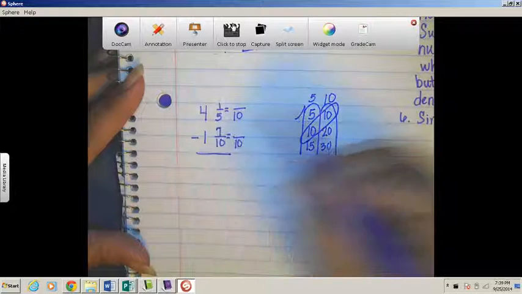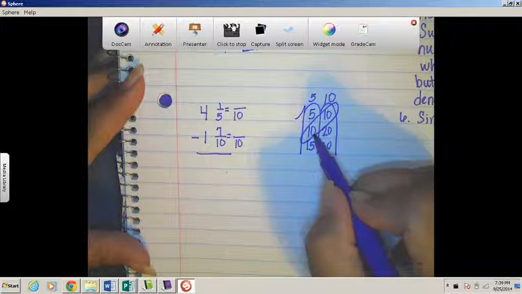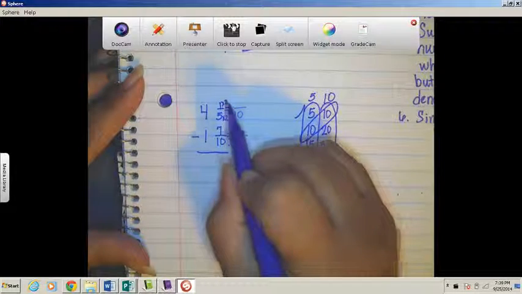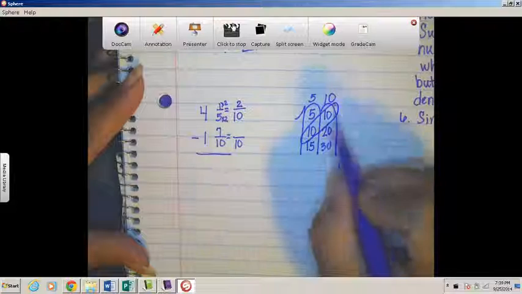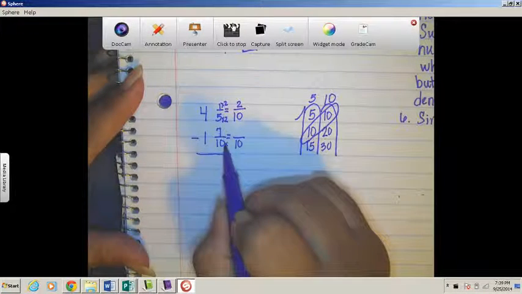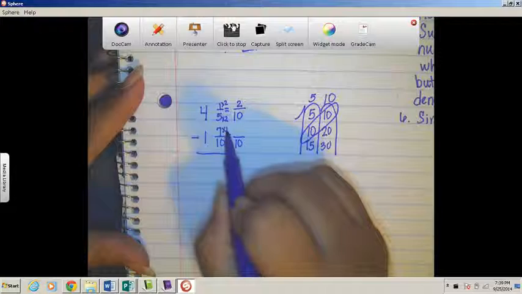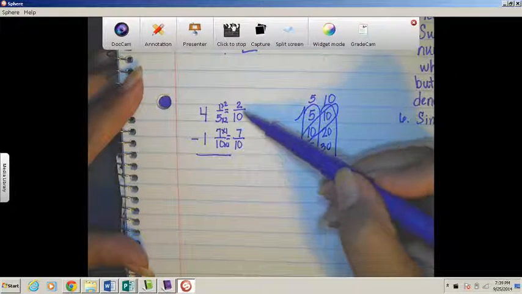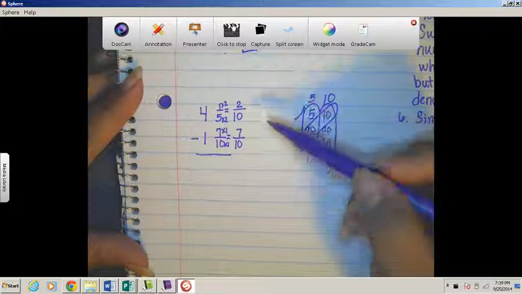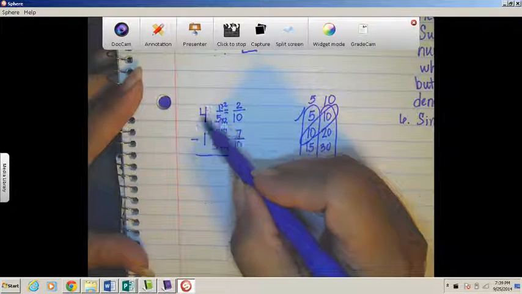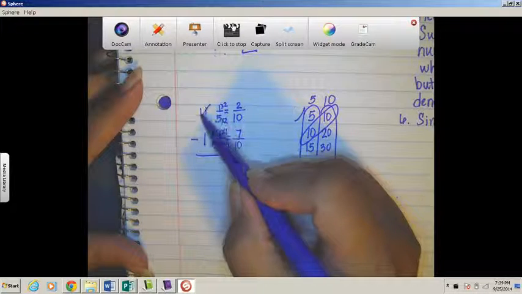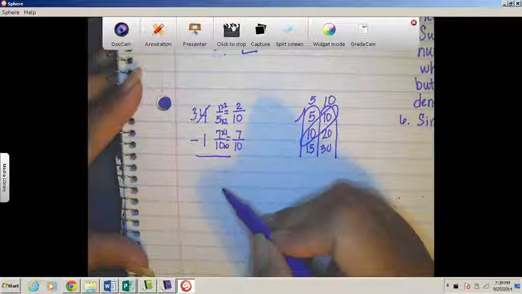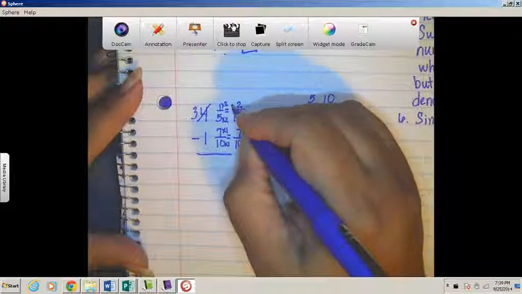5 goes into 10 two times. 5 times 2 is 10. 1 times 2 is 2. 10 goes into 10 one time. 10 times 1 is 10. 7 times 1 is 7. I cannot subtract 7 from 2, so at this point I have to regroup. I am not going to use the entire 4. I'm going to borrow from the 4. The 4 becomes 3. This is now 1 2/10.